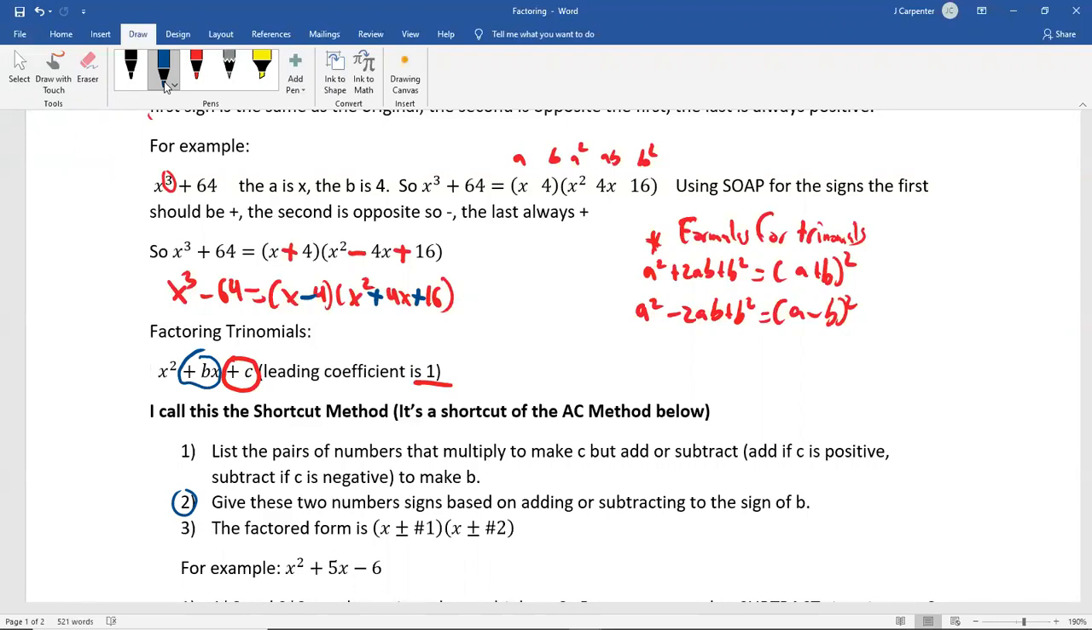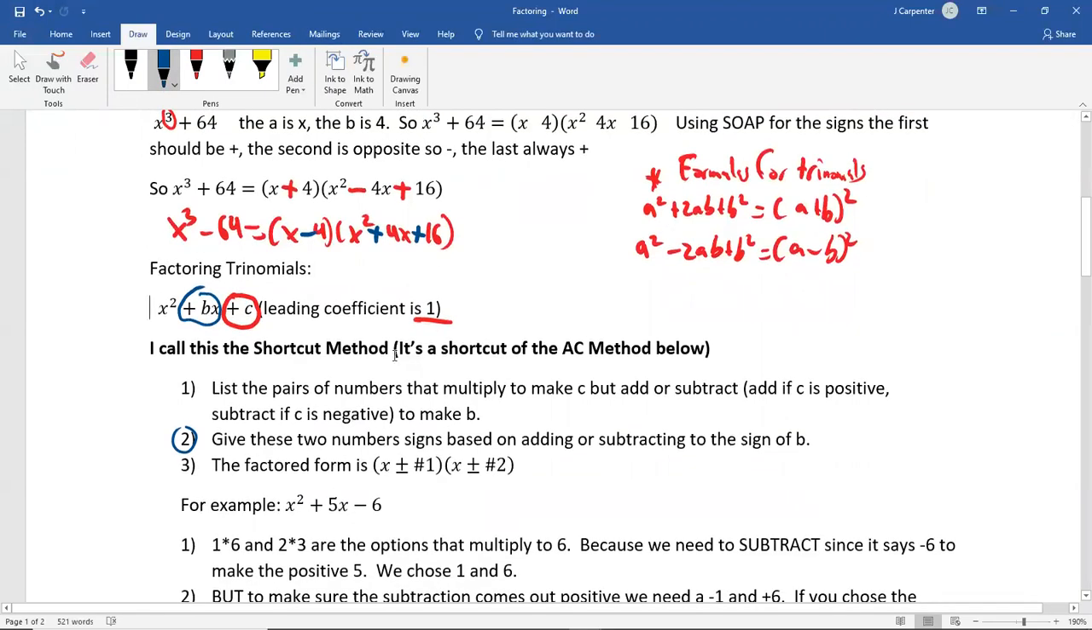And then your factored form is always x plus or minus a number. I'm not using an actual plus or minus symbol. I'm saying it's one or the other, but I can't type that in Word appropriately. So it's something like (x plus 3) times (x minus 5). And the numbers are what you chose between steps 1 and 2.